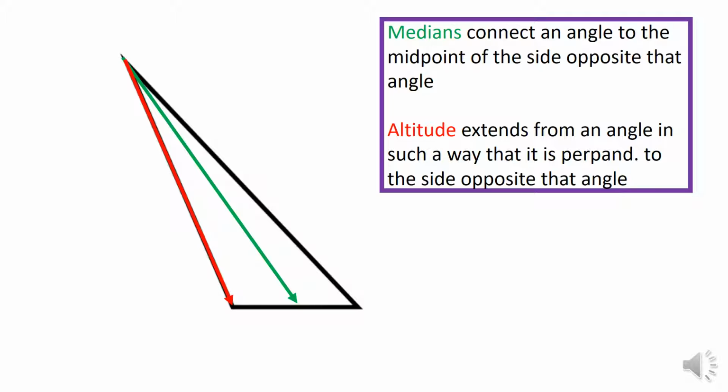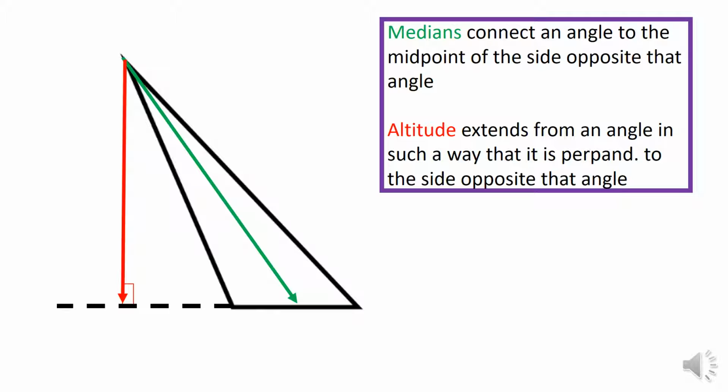So what we do is we're just going to extend this opposite side. I just gave this opposite side an extension, and now the altitude has to be perpendicular to that extension, as I have it there. Now the altitude has to be perpendicular to the extension of the opposite side.